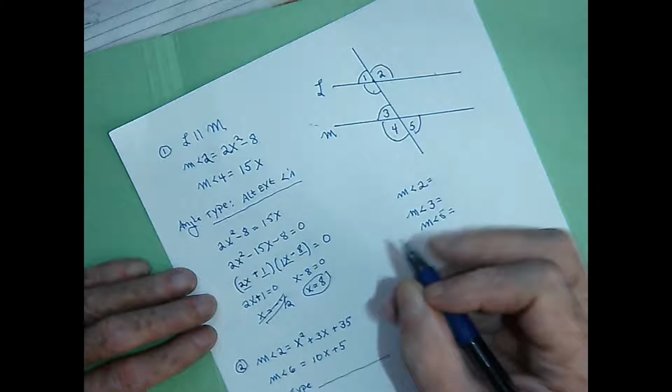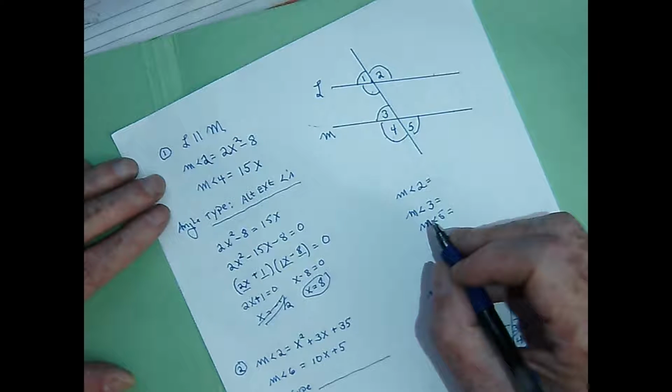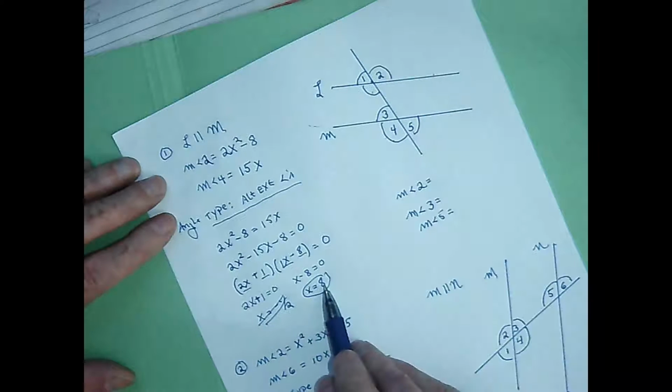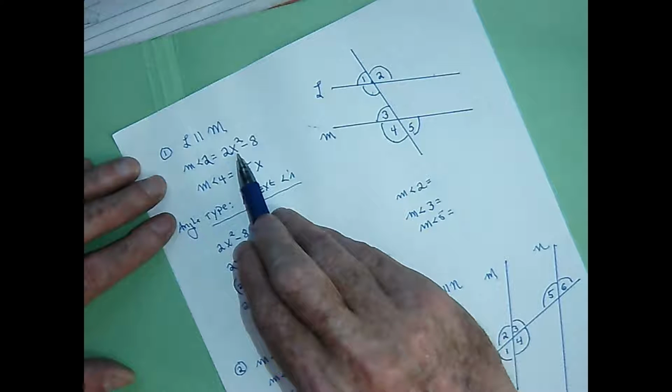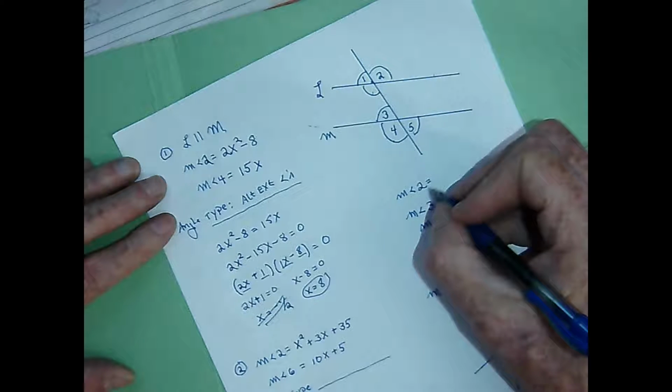I'm supposed to find out some measures of some angles. Let's check on angle 2 first thing. Since x is equal to 8, 2 times 8 squared would be 2 times 64. That's 128 minus 8. So angle 2 would be 120.